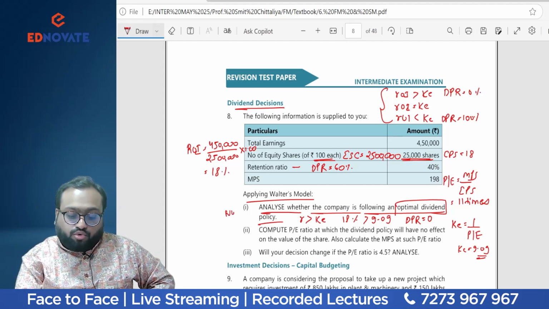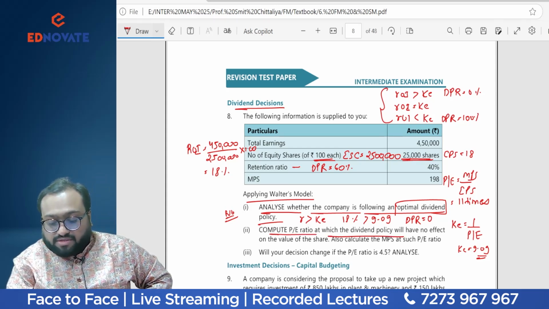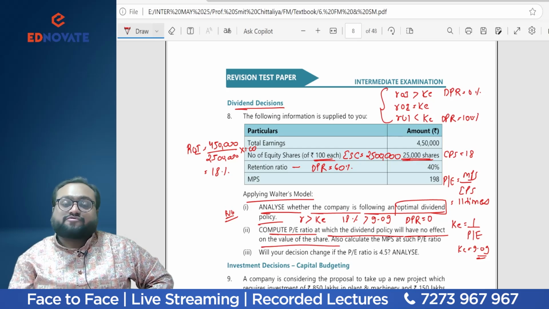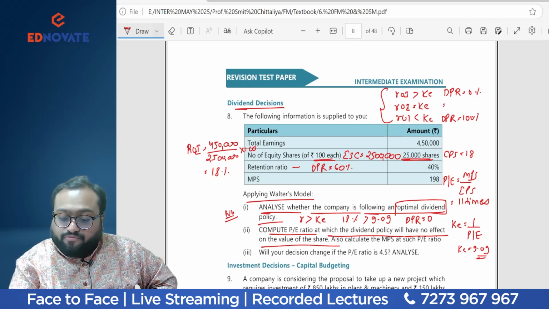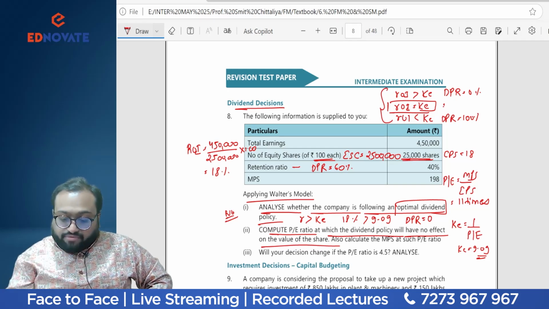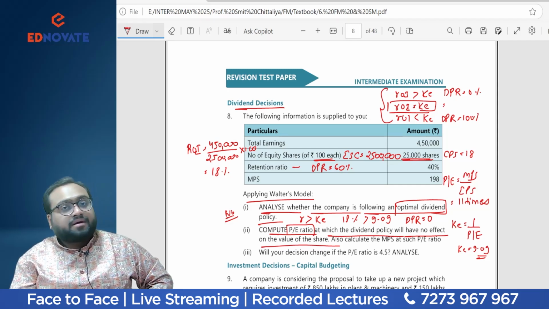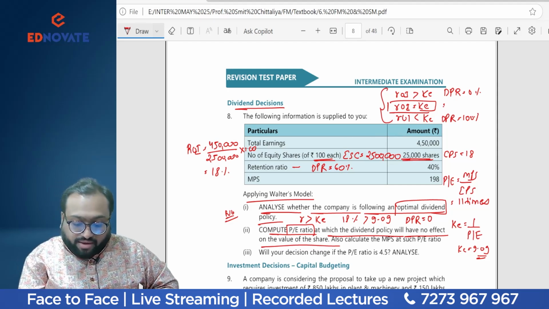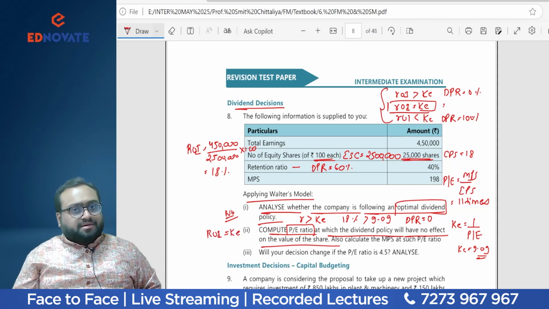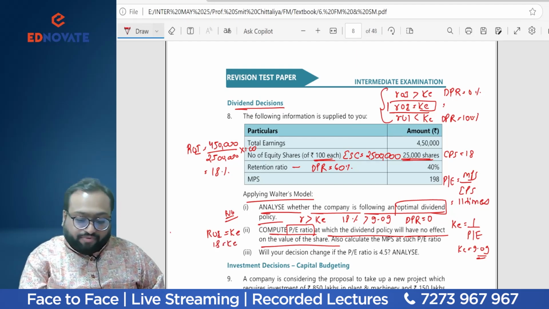One thing we have understood, that no optimum dividend policy has been followed. Second, compute P/E ratio at which the dividend policy will have no effect on the value of share. See, dividend policy has no impact when ROI is equal to KE. Am I right? And we need to find out what's the P/E ratio. So if KE is also 18%, then ROI and KE are the same. When ROI is equal to KE, dividend policy has no impact as per Walter's model.